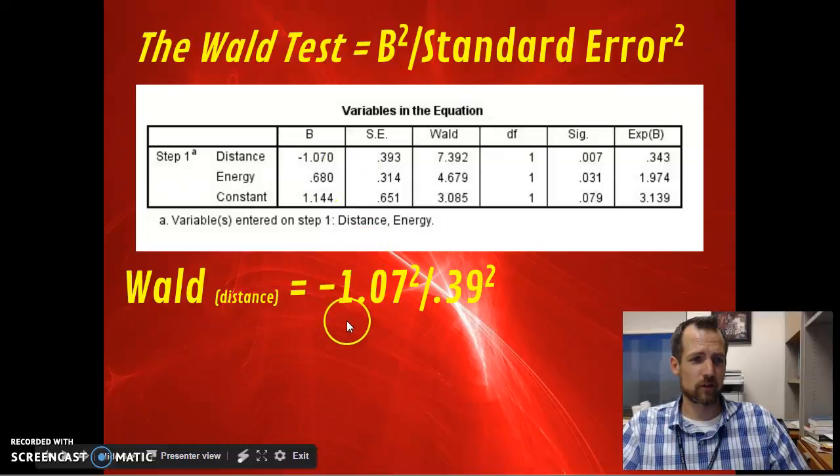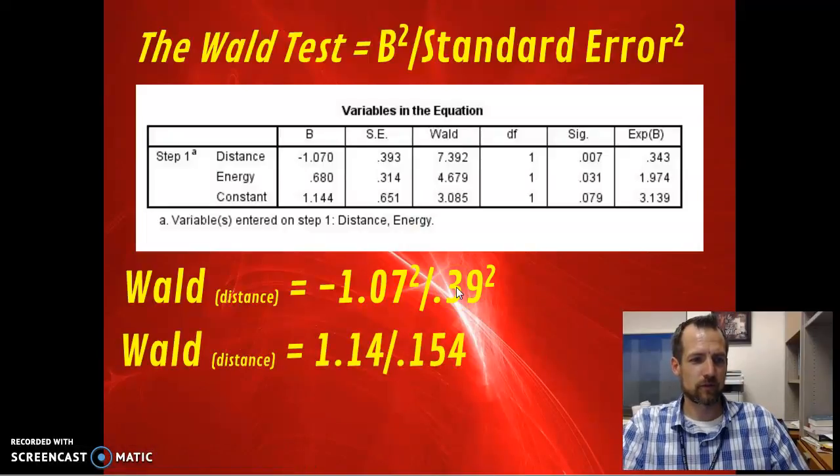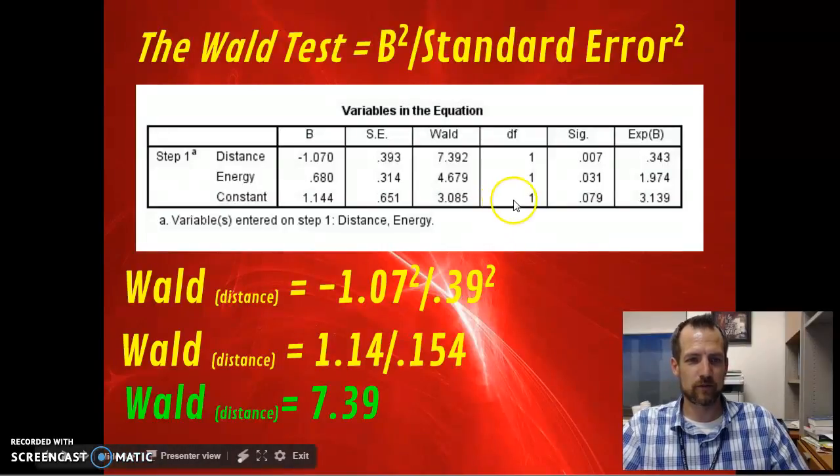All we've got to do here is, we've got our beta value there, and then there's the standard error. That's what SE stands for, of that beta value, 0.39. And so we're going to square those. If we square them, we get 1.14 divided by 0.154. If we divide that, our Wald value is 7.39. And just like we did with chi-square, you can find the Wald chart and find out at 1 degree of freedom what the p-value would be for a Wald value of 7.39, like we have here.